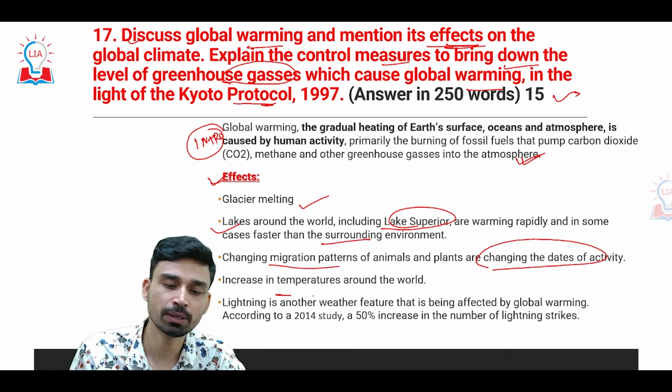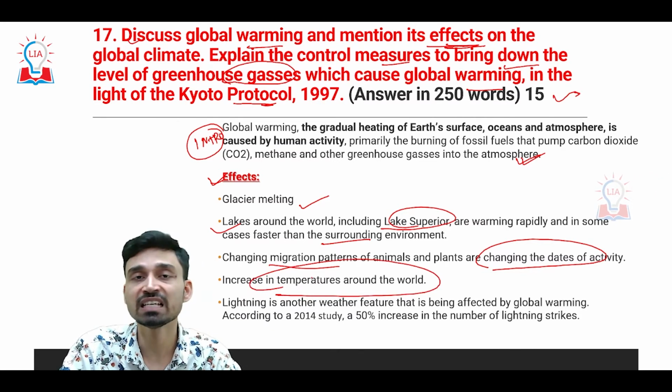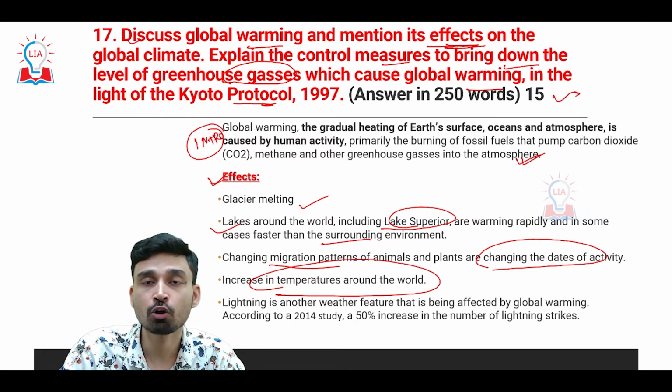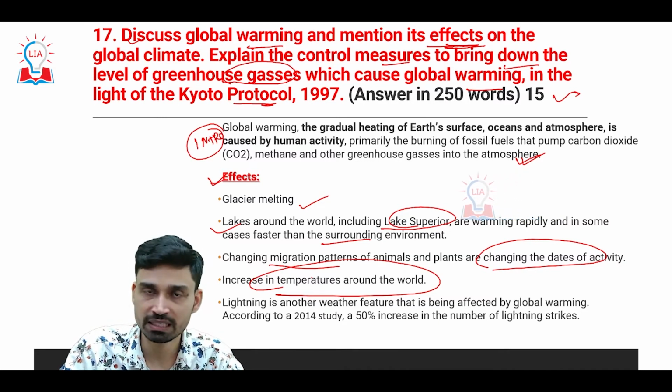Then fourth is temperature. Obviously, all across the world it is rising, not only atmospheric temperature, but also the sea surface temperature is continuously on the rise. That also is a cause of concern for especially countries which are island countries such as Mauritius, Seychelles, Maldives, and island countries of the Pacific Ocean.